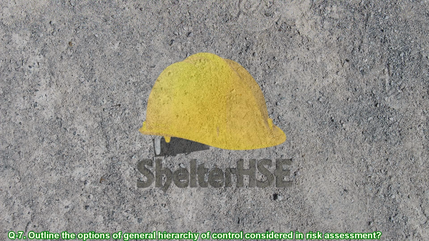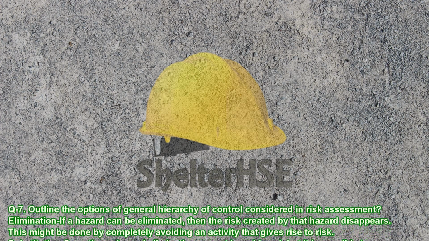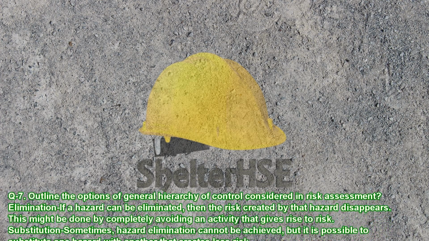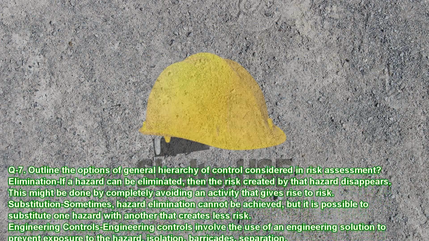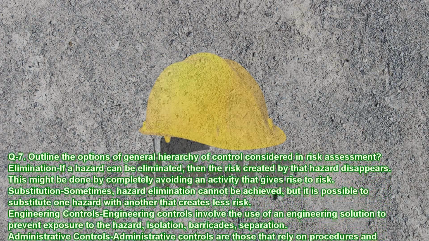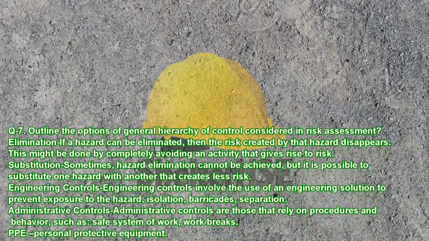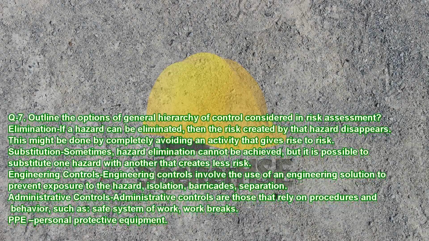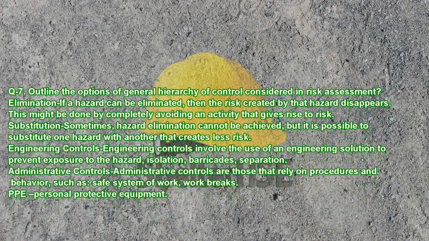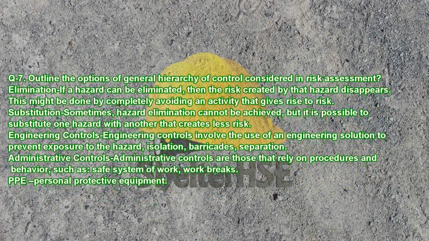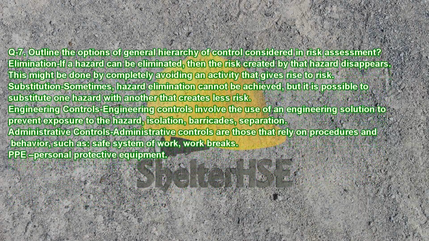Question 7. Outline the options of the general hierarchy of control considered in risk assessment? Answer. Elimination. If a hazard can be eliminated, then the risk created by that hazard disappears. This might be done by completely avoiding an activity that gives rise to risk. Substitution. Sometimes hazard elimination cannot be achieved, but it is possible to substitute one hazard with another that creates less risk.